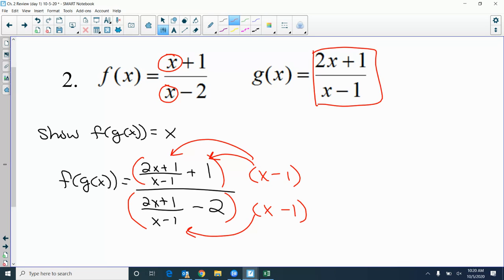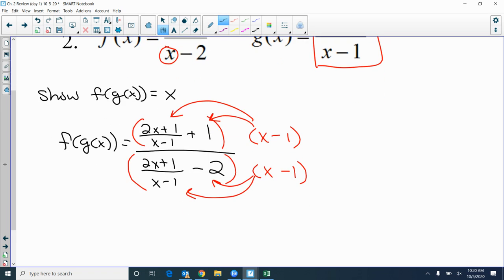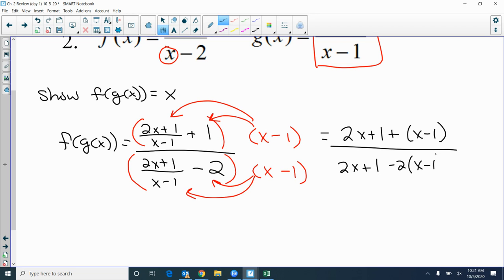All right, that's fine. What happens when we multiply x minus 1 times that first one? The x minus 1s do what? They cancel. And so we are left with 2x plus 1. And then x minus 1 times the 1 gives me plus x minus 1 over x minus 1 times the first fraction. The x minus 1's cancel. You're left with 2x plus 1 minus 2 times the quantity x minus 1.